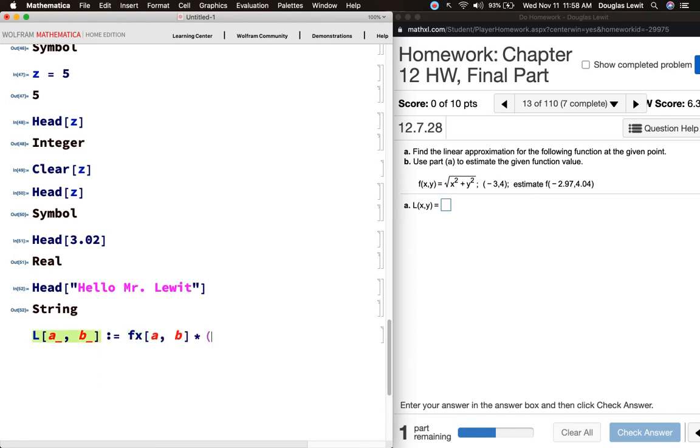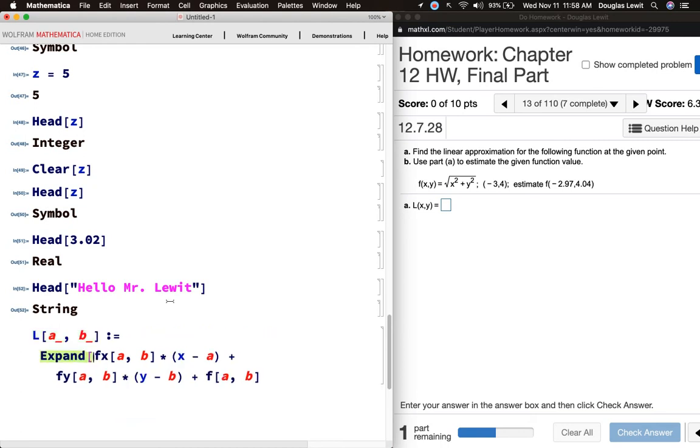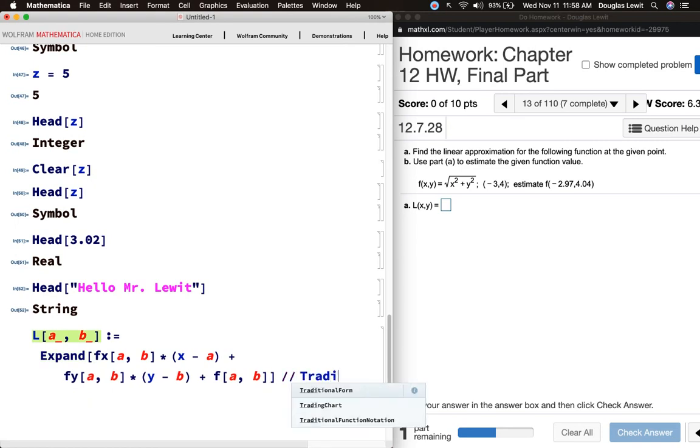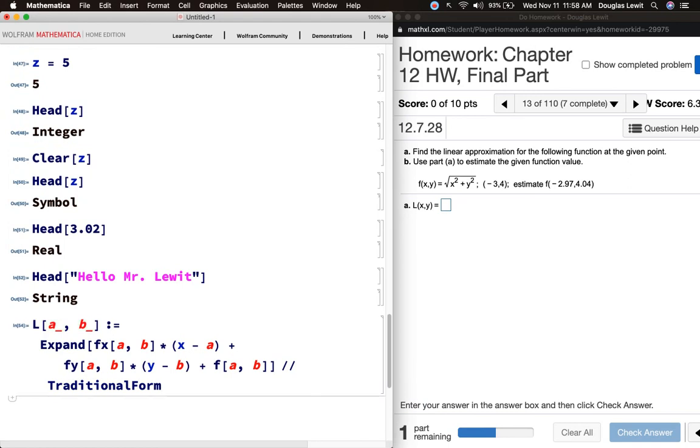Fx(a,b) times x minus a plus Fy times y minus b. Now here, guys, we really do need to use the value of f of a and b. F of a and b. And let's expand it in traditional form.